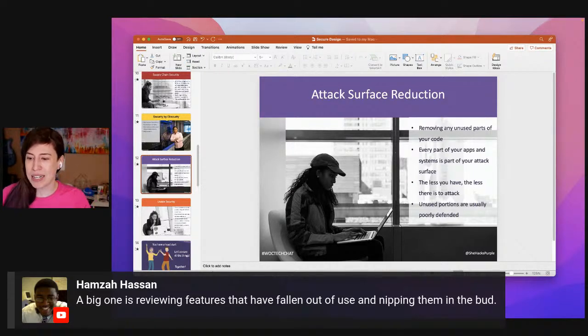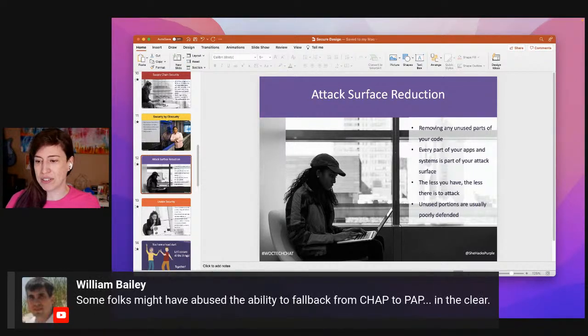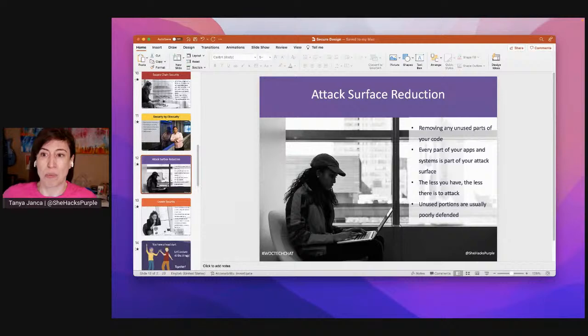So some folks might have abused the ability to fall back from CHAP to PAP in the clear. A lot of malicious actors use backwards compatibility so that you get to a broken protocol and then they can get somewhere with your system. It's a problem. Most of the cloud providers just won't allow any SSL on their systems. They're just like, no, that's ridiculous. If you want to do that, you do it on-prem. We don't want to touch that garbage.